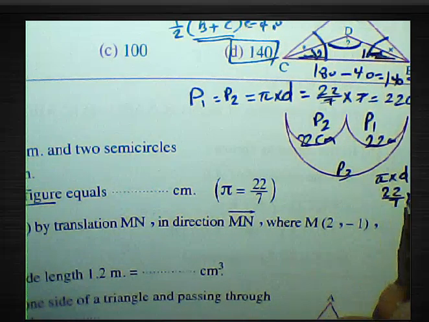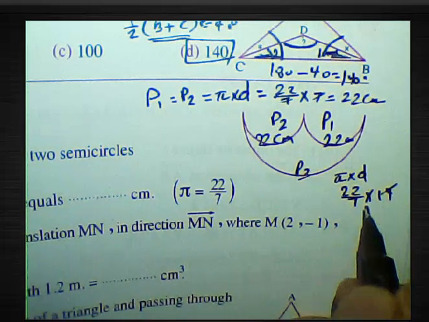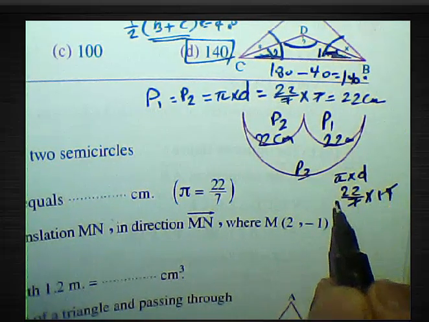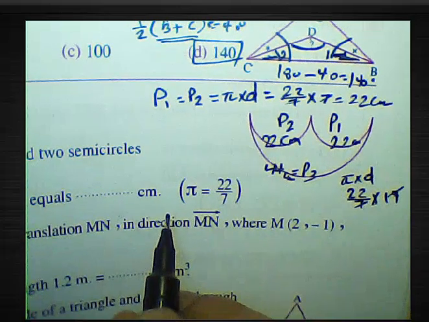22 over 7 times the diameter, which was 14. 14 divided by 7 equals 2. 2 times 22 equals 44. This perimeter equals 44 centimeters.